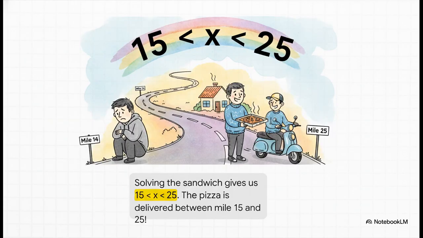And would you look at that? We can solve this with our sandwich method. We trap x minus 20 between -5 and 5, we add 20 to all three parts to get x by itself, and we get our answer. The pizza delivery zone is anywhere between mile marker 15 and mile marker 25. So if you live at mile marker 14, sorry, no pizza for you tonight.